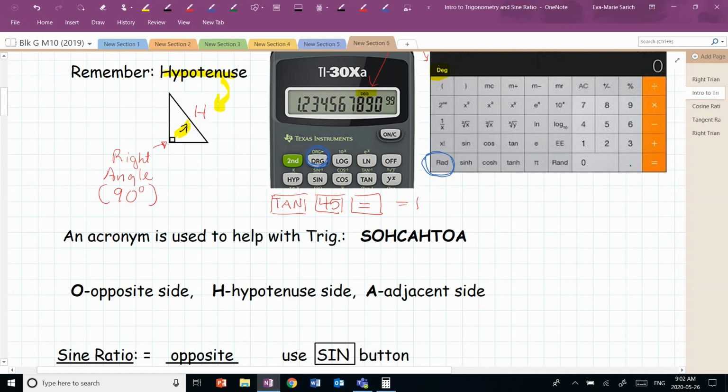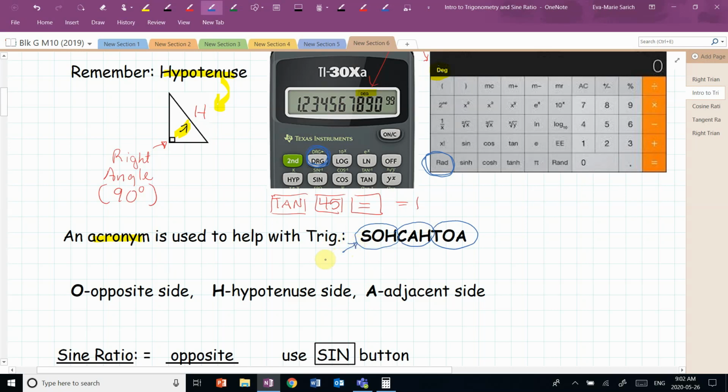All right, now moving on, there is an acronym or a word that has been made up. That's what an acronym is. And it's the letters that help us to use trig. So this acronym is a crazy word. We pronounce it SOHCAHTOA, okay? And you'll notice that there's 3 letters, 3 letters, and 3 letters. Those are the 3 trigonometric ratios.